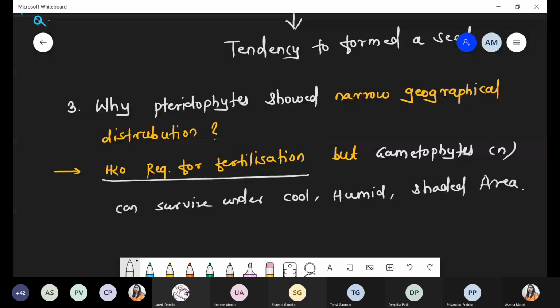Pteridophyta har jagah pe present nahi hota. It is present in a very limited geographical area because water is required for fertilization. Only for fertilization, right? But when you talk about the entire life cycle, they require land. They require a sandy area, a cool area, a humid area. So that's why we can say they grow in a very, very limited area. Clear this point?